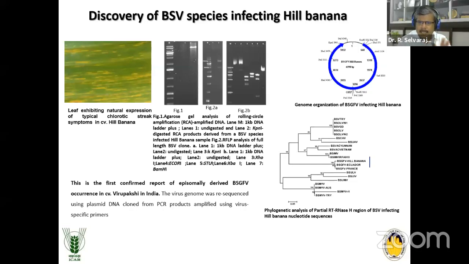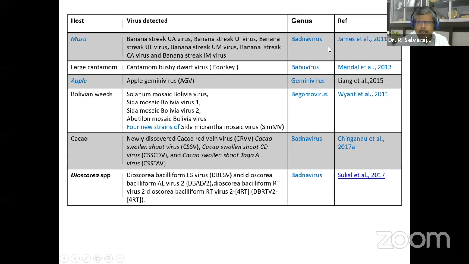But we identified this particular virus through RCA, then sequencing. And there are many reports, like from our Mandal group. They worked on the cardamom bushy dwarf virus, Furkey. This Furkey virus, for the last 50 years, the causal agent was not known.